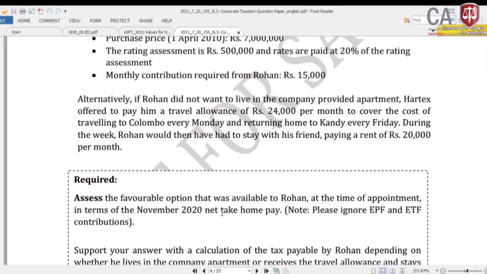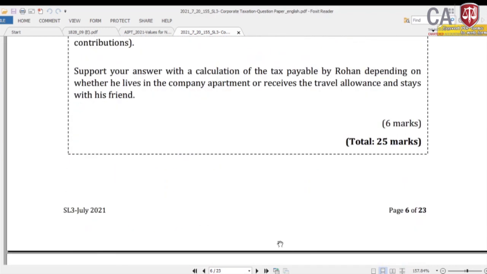No. Very clearly the examiner is asking in terms of the November 2020 net take home. We need to look at the amount taken home for the month of November. It's only for the month of November. Reading the question carefully is what gets you marks. These questions are not difficult. The only thing is you have to read and gather the correct information.